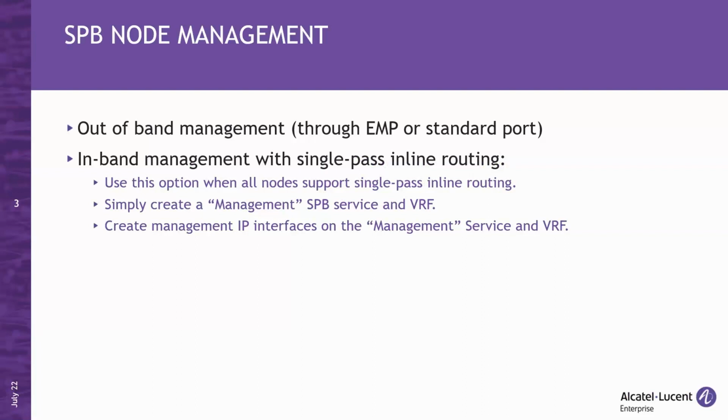OmniSwitch 9900, 6900, and 6860E and N products have an isolated EMP port that you can dedicate to this function. On other switches, such as the 6865, you can use a standard front panel port, you can pick a VLAN, and you can set an IP address that you use to communicate with the outside world. It is always recommended that you create an additional loopback address as best practice, especially if you have redundant paths.